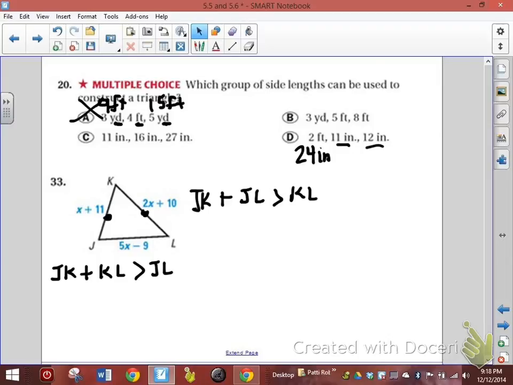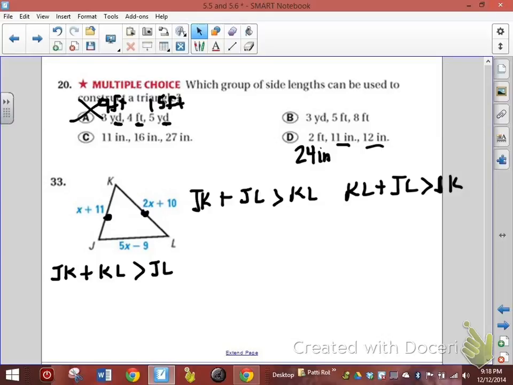And then the third one is KL plus JL has to be bigger than KL. I did that one wrong. KL and JL bigger than JK.